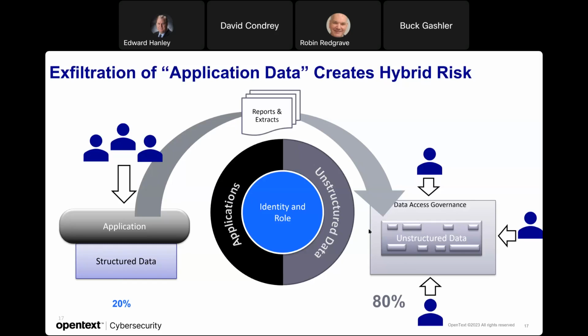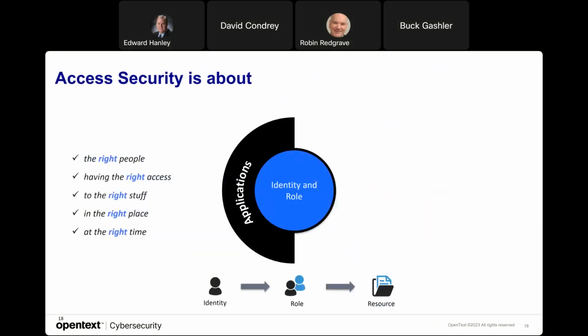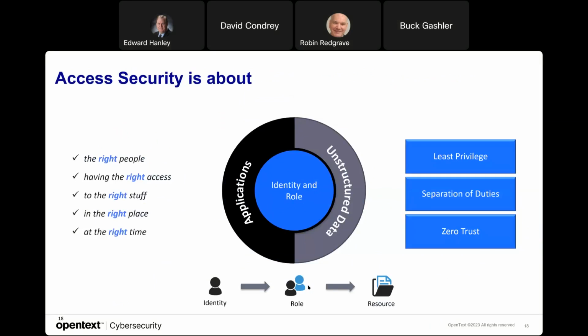So this concept of data access governance is basically to bring the same structure to access control: purpose-based access control, the ability to apply zero trust, principles of least privilege, separation of duties. That's really around having the right people having the right access to the right stuff in the right place at the right time. And you see these resources tied to identity and role here, and that's the impetus, the drive for that.